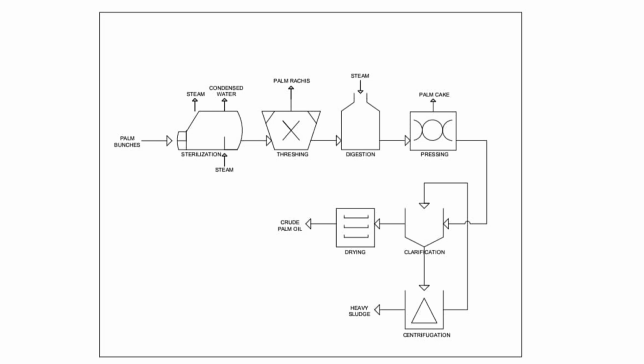First, we have palm bunches, and then they are put into the sterilization, threshing, digestion, pressing, clarification, centrifugation, and drying, and last is storage.